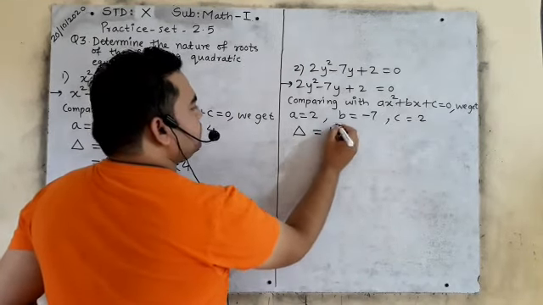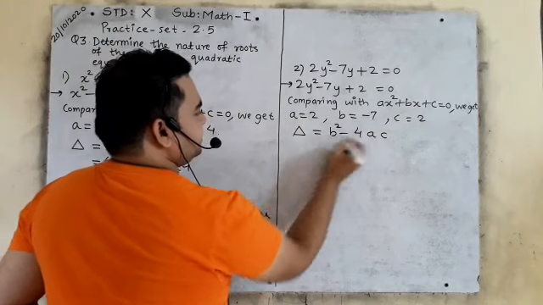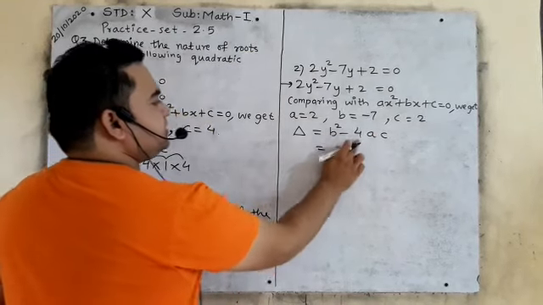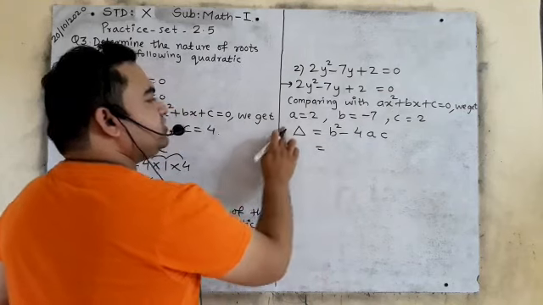Now what you will say? Delta is equals to b square minus 4ac, right? Delta is equals to discriminant. B square minus 4ac is equals to delta.